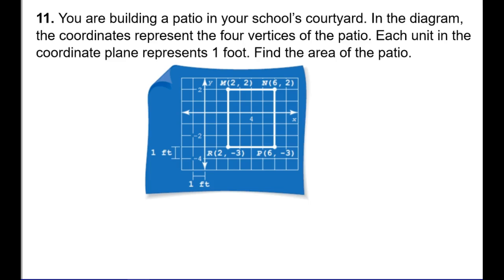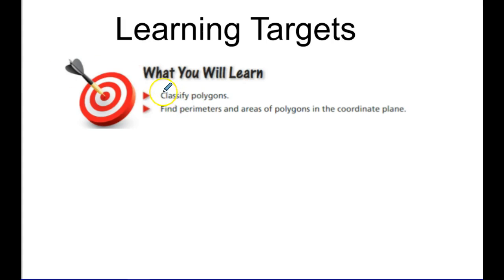So now we're going to look back at our learning targets. First, we classified polygons, and to do that classification, we always want to see how many sides that polygon has. It'll come into play a little bit later about concave or convex, but the biggest thing is just knowing what they're called and how many sides they all have.